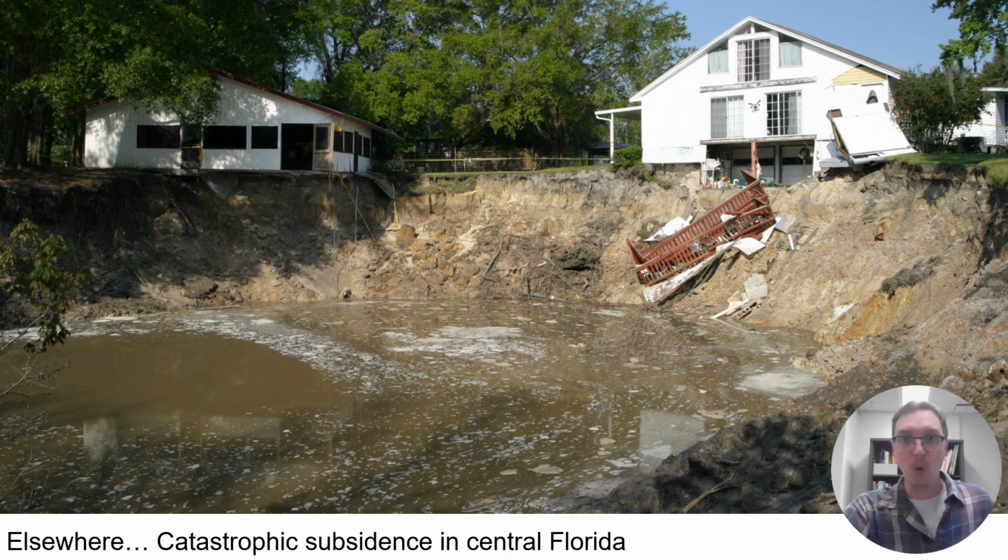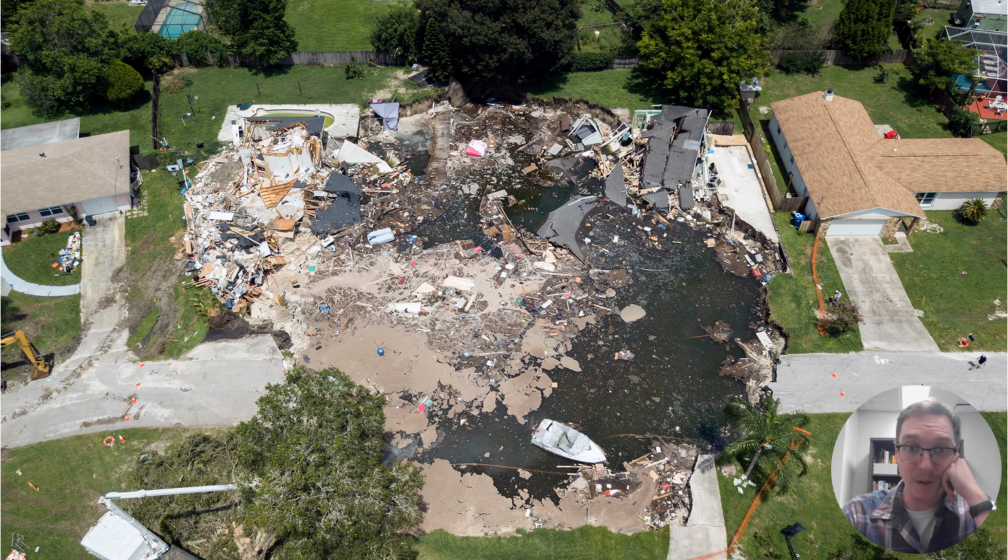Elsewhere, we're seeing other issues with groundwater drawdown, like sinkholes. So this is catastrophic subsidence in central Florida. So basically here, enough water has been drawn down, there's a cavity under the earth, and it all collapses in. And if you have a house there or a garage, you're having a very, very bad and very expensive day. Here we can see another example of one. This boat was aptly placed. I'll give them credit for that.